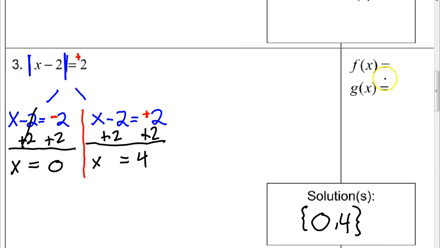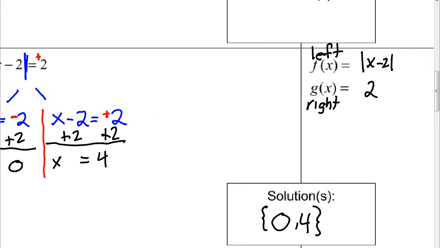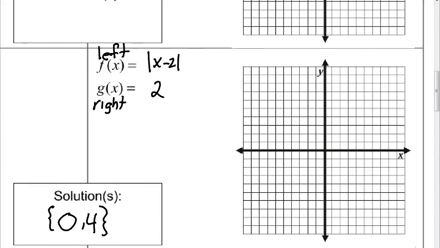So the f of x and g of x just really means the left of the equal sign and the right of the equal sign. It's just calling them two different graphs. So we'll graph the left-hand side, absolute value of x minus 2, and then graph the right-hand side, which is 2. The right-hand side will always be that horizontal line. The left-hand side will always be the absolute value for everything we're doing.